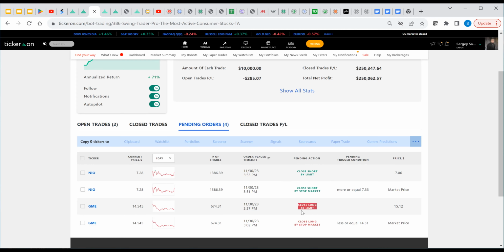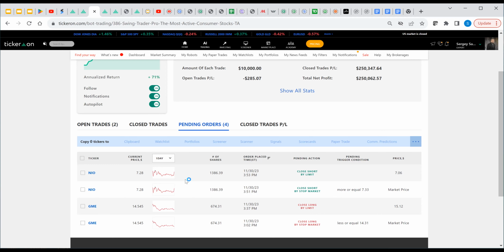So these are text of pending orders. They're kind of different types of text. And these are the trigger conditions, which close short by stop market. You see, as soon as it is more or equal 7.33, then it needs to be stopped. So that means we're giving you this short position with the stop, right? And this is the limit. And the same thing is here. So this is for Neo, and this is for the GameStop, right? And the same is here.